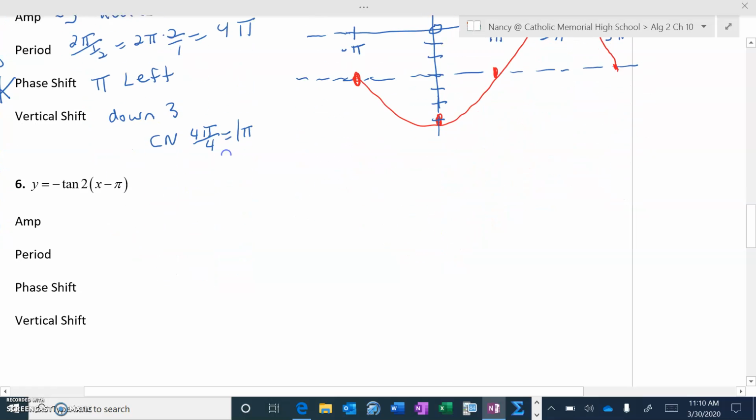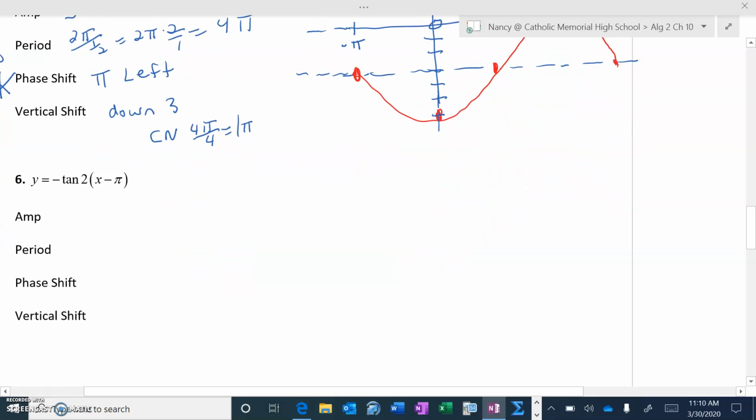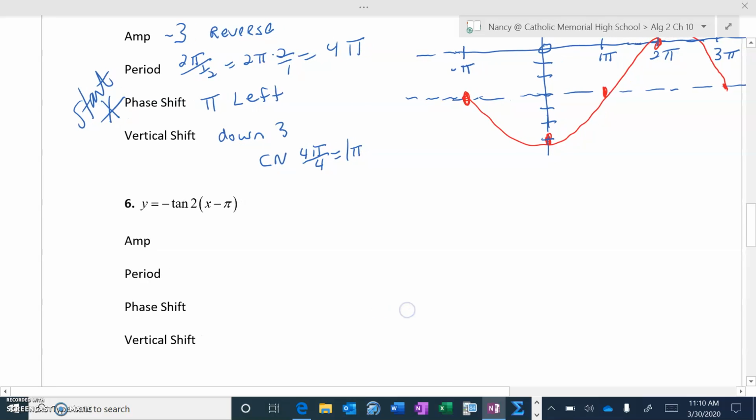The last one of the graphing ones is a tan graph. And again, remember, the tan graph is different than sine and cos, okay? Tan graph does not start at 0. The line y equals 0, x equals 0, the y-axis is the center. So here I have an amp of -1, so it's going to be a reverse graph.